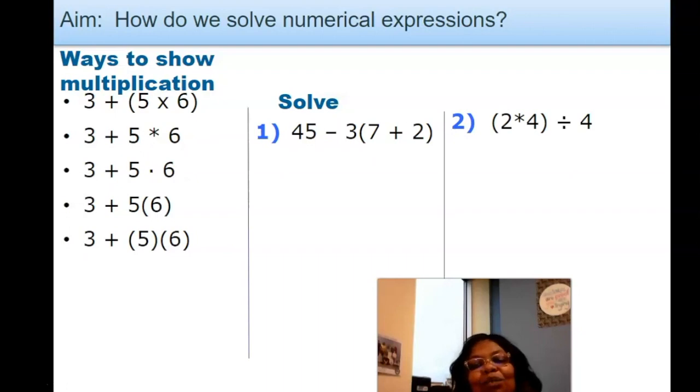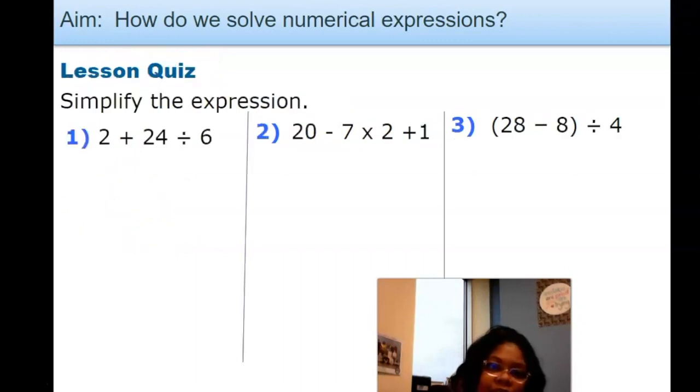All right, guys, let's check your work. So you solved the problem for 2 times 4, which is 8. And 8 divided by 4, and your answer should have been 2. So guys, this is your lesson quiz, and you are going to pause the video and work problems 1, 2, and 3 on notebook paper, and then you are going to come back and complete a couple more problems.